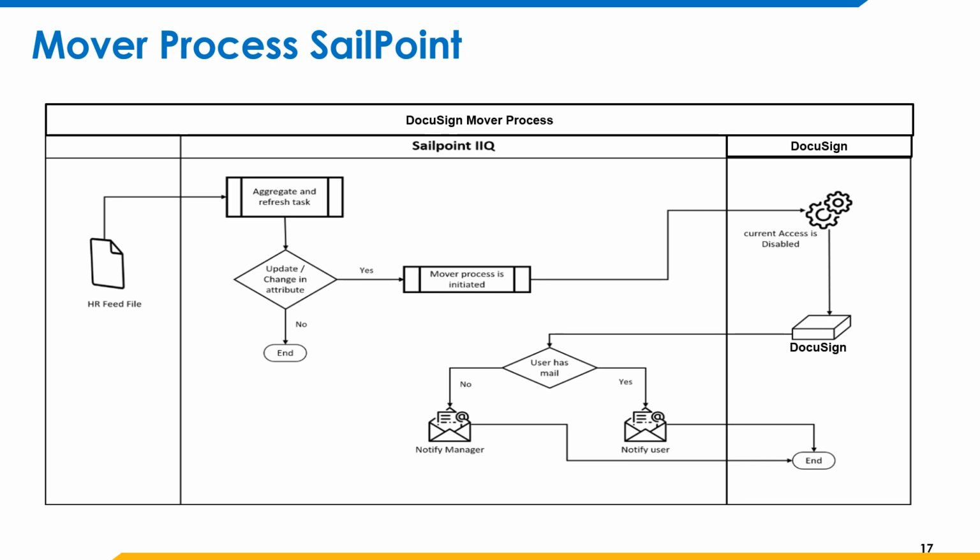The existing access is removed or disabled for the user. Then the user can request access if needed based on his or her new function, position, and department. If the user is existing, then the application request should only update the account. Once the mover process is completed, the user or the user's immediate supervisor is notified about the completion of this process.